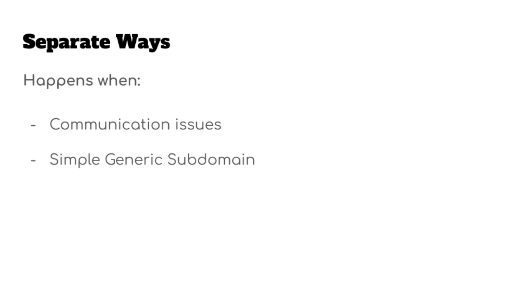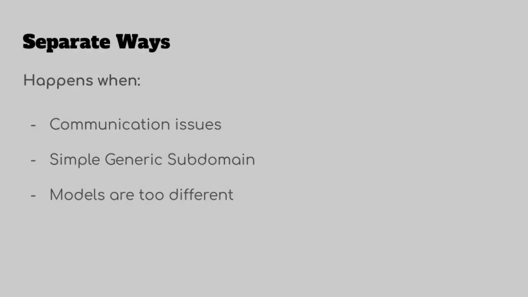Simple generic subdomains. When it comes to generic subdomains, if they are simple enough and cheap enough to integrate, it may be more cost-effective to integrate them in multiple places. An example of this can be a logging or authentication framework. Model differences. In the final case, the models of both supplier and client are so different that developing an ACL or an OHS layer is still too expensive to make sense. In this case, once again, duplication is cheaper than cooperation.